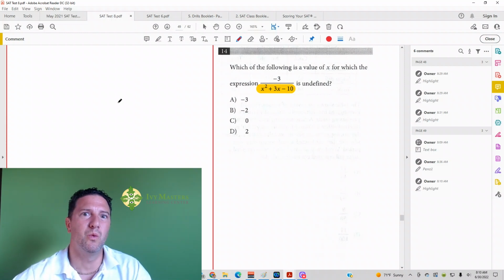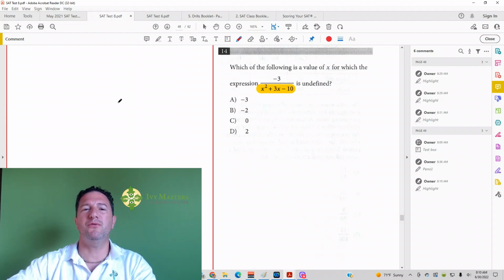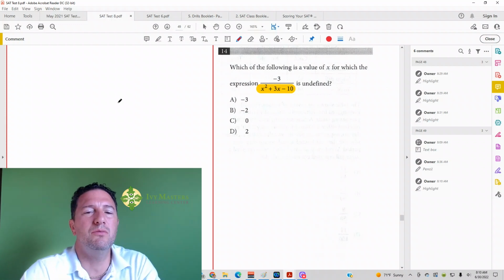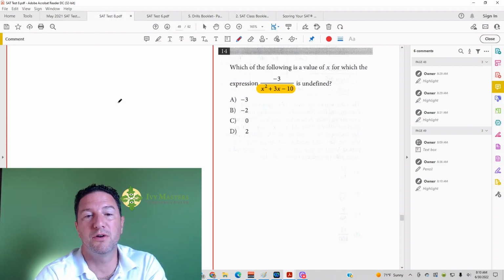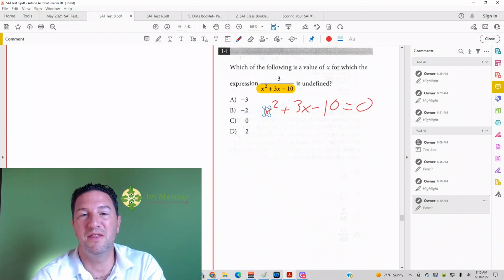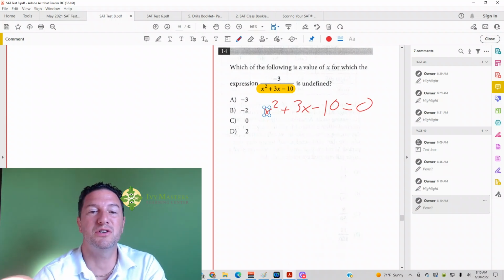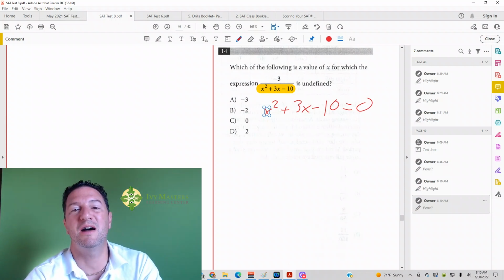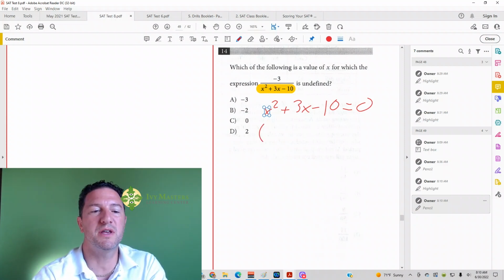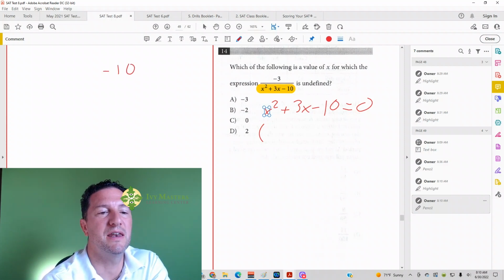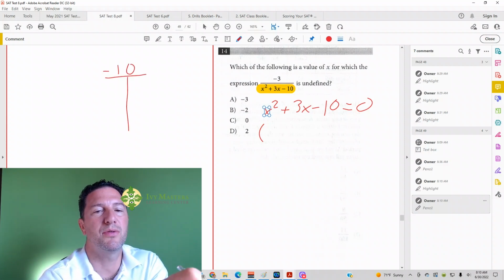So if we're looking for the value that's undefined, there's actually two methods you could use to solve this. One thing is you could take your x squared plus 3x minus 10 and set it equal to 0. Then when you solve, the solutions are what x cannot be, because it'll make the bottom 0. So in this case, we need two numbers that multiply to give you negative 10 and add to give you a positive 3.